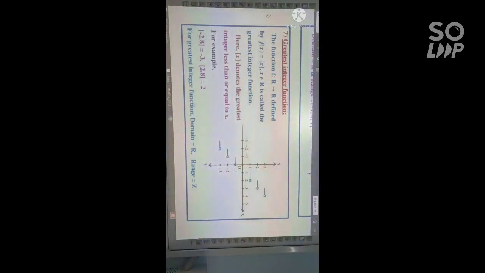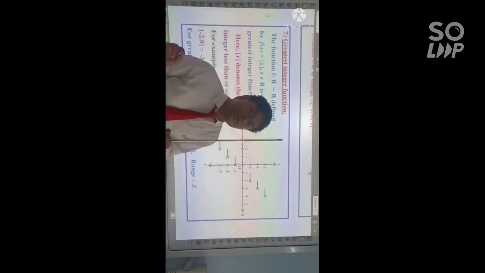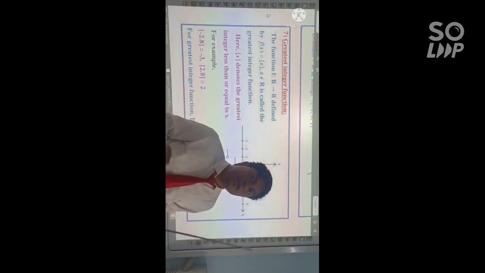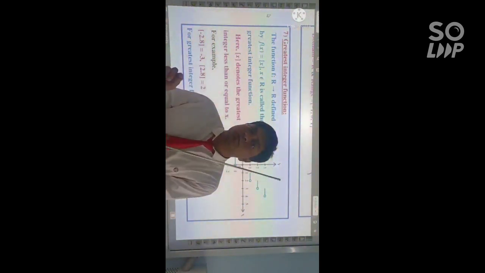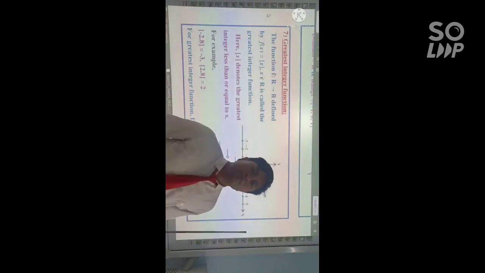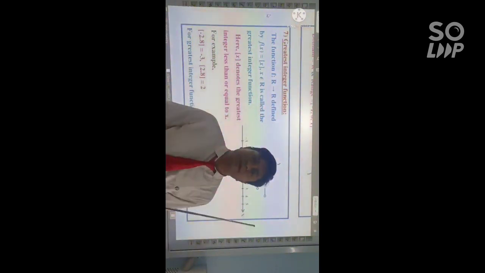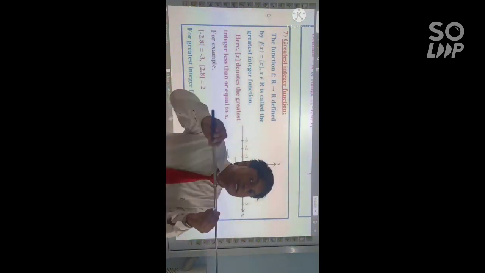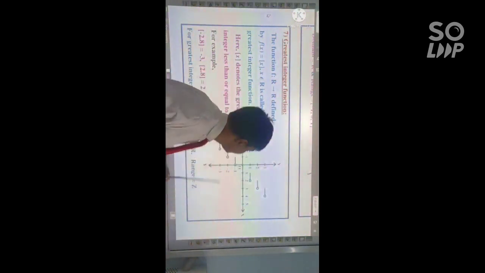Now, greatest integer function. The function f from R to R defined by f of x equal to, this is the sign of the greatest integer function. If we use 0.1, then we use 1. If we have 0.2, we find 1, and for 1.2 we find 2. What is the greatest integer on the upper side?